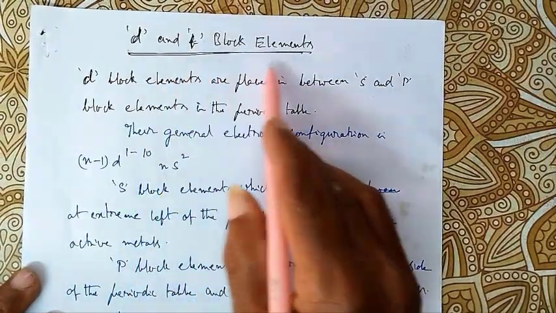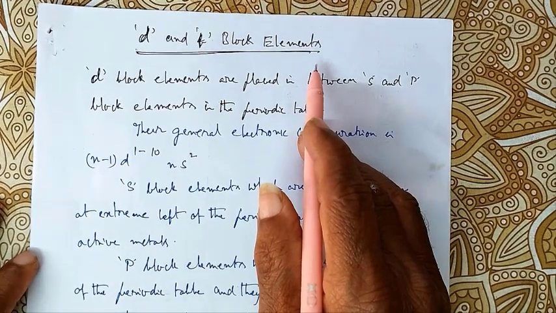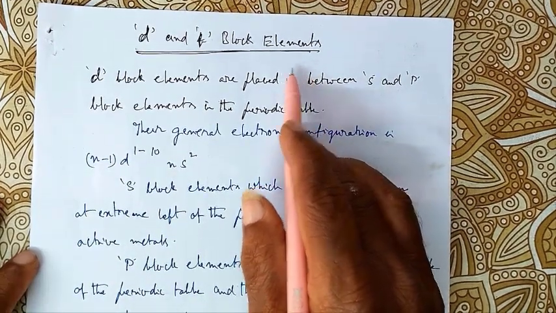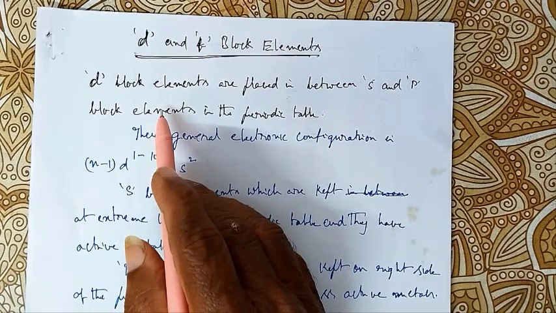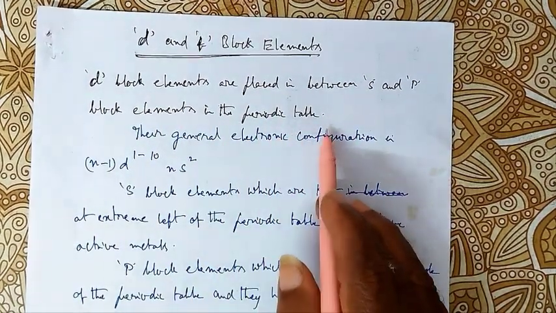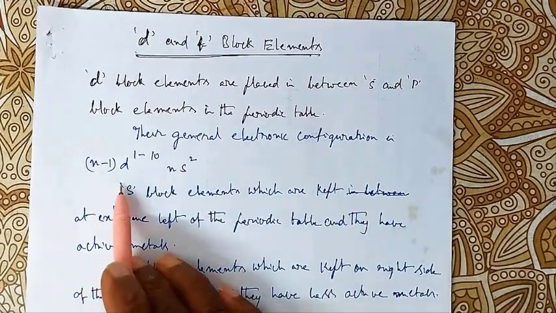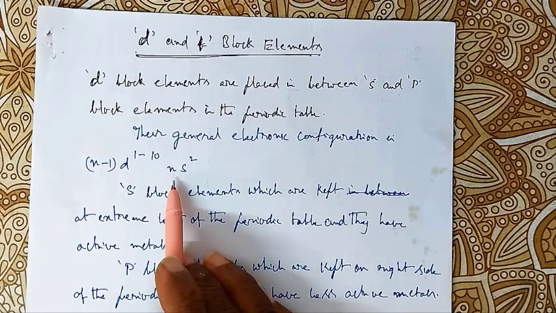D and F block elements. This is the revision notes for the students of class 12 for board examinations. D block elements are placed in between S and P block elements in the periodic table. Their general electronic configuration is (n-1)d1 to 10 ns2.